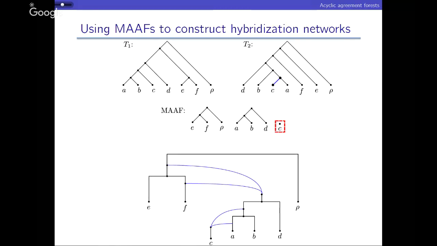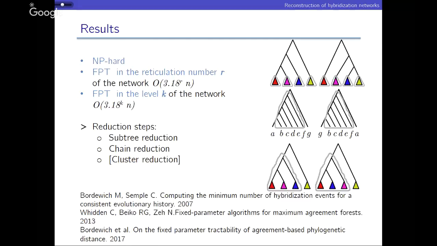So this problem has been studied a lot, and the problem is actually NP-hard. It means that there is no polynomial algorithm unless P is equal to NP. But on the positive side, it is FPT in the reticulation number. FPT means fixed parameter tractable. And so the idea of this running time, for people that are not very familiar with complexity, is that the running time is growing linearly in the number of species, and the complexity explosion is confined in the parameter R. So if we have a lot of species, but the resulting hybridization network has a low reticulation number, then the running time is going to be pretty good.